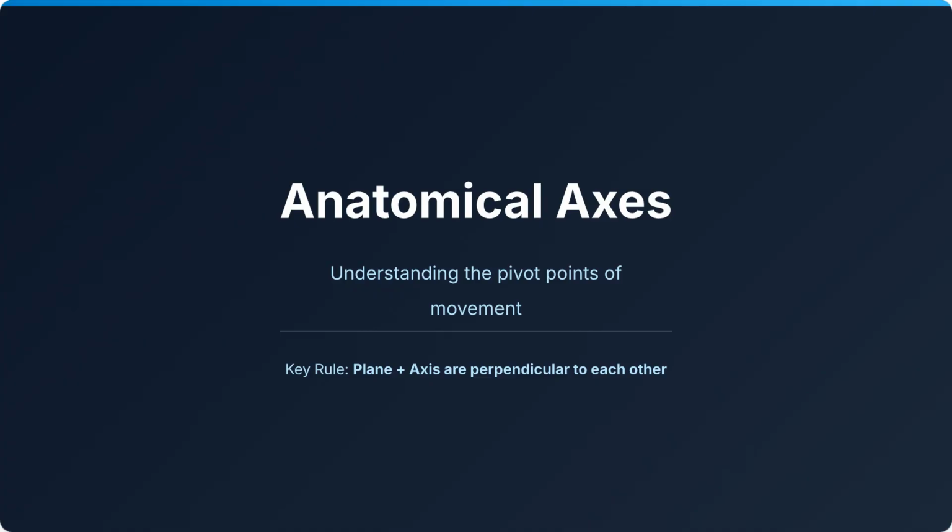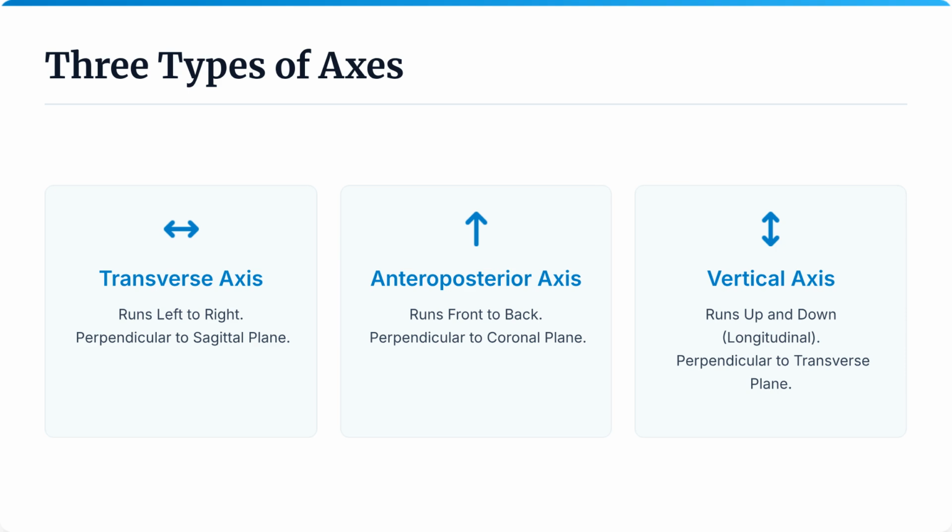Anatomical axes are the pivot points of movement. An axis is a line around which a plane of movement occurs. The key rule is that the plane and the axis are always perpendicular to each other. The three types of axes are the transverse axis, which runs left to right and is perpendicular to the sagittal plane. The anteroposterior axis runs front to back, perpendicular to the coronal plane. The vertical axis runs up and down, perpendicular to the transverse plane.